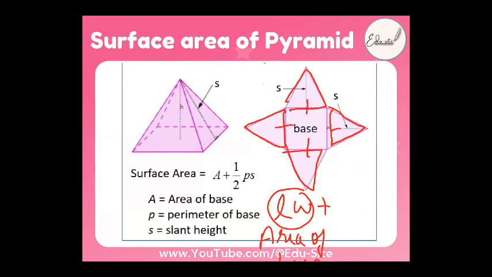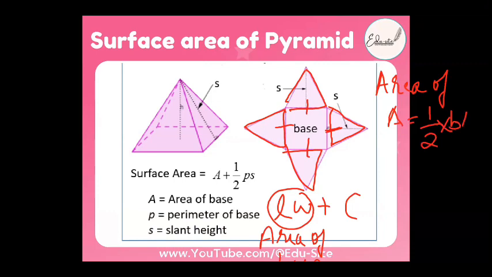4 bases of the triangles. Instead of 4 bases, we can just write it as... what is actually the area of the triangle? Please tell me. Area of the triangle is equal to half into base into height, right? The first thing that we just discussed: area of the triangle is half into base into height.